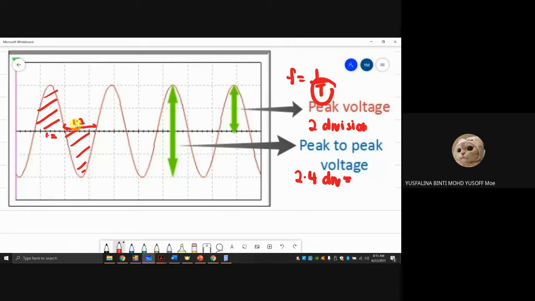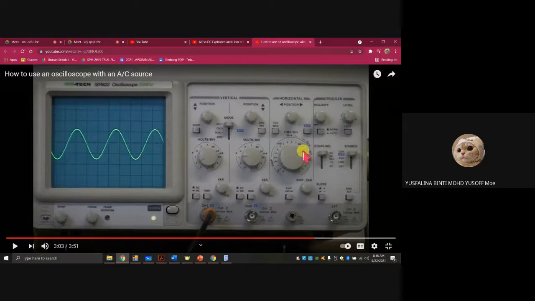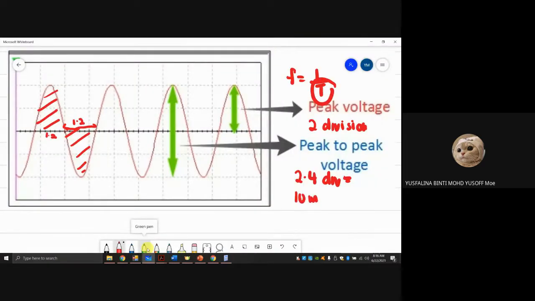Okay, so now you have 2.4 divisions. Let's say I put my knob here, and this one is 10 millisecond. What does it mean by 10 millisecond? Teacher, how do you know millisecond? You can see the unit here. From here to here is millisecond, and 10 is at the range in the millisecond. So this is 10 millisecond per division. You can see here time per division, so it means 10 millisecond per division. It means for one division is 10 millisecond. Can you understand that? Is it okay?